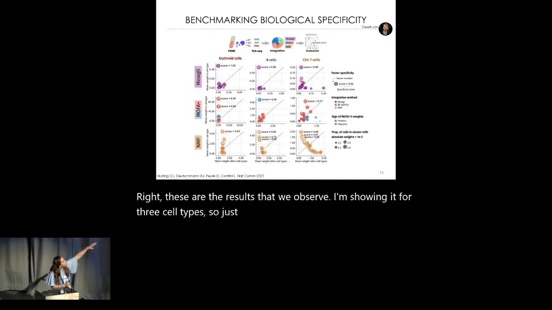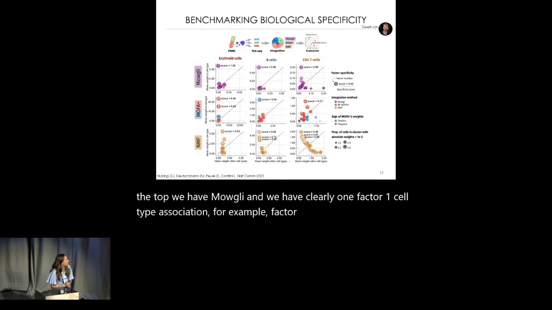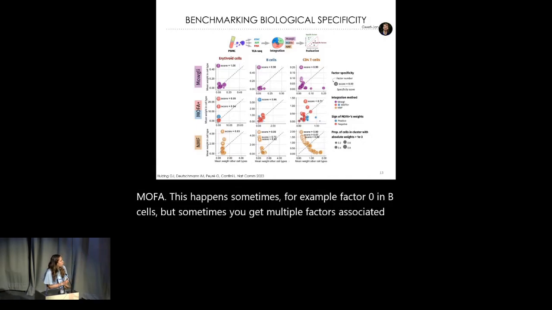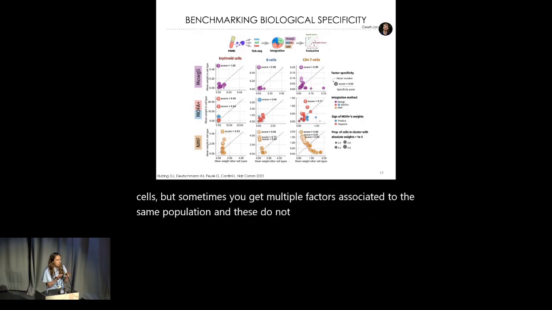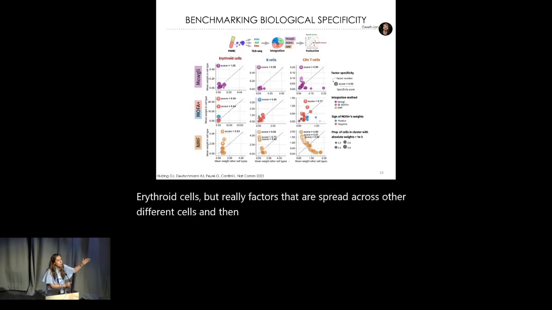And you can see that at the top we have Mowgli, and we have clearly 1 factor, 1 cell type association, for example, factor 7 for erythroid cells. For MOFA, this happens sometimes, for example, factor 0 in B cells, but sometimes you get multiple factors associated to the same population, and these do not reflect subpopulations of, for example, erythroid cells, but really factors that are well spread across the different cells. And then for NMF, this is even worse, and it's a known characteristic of NMF.